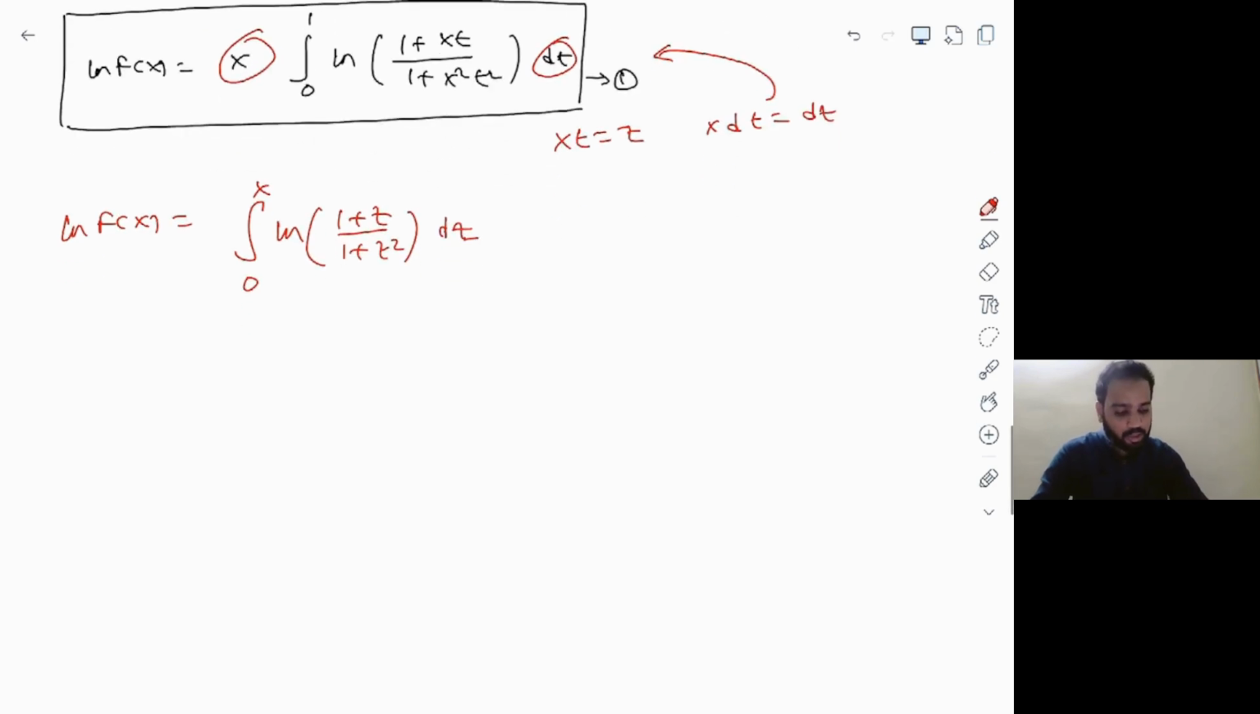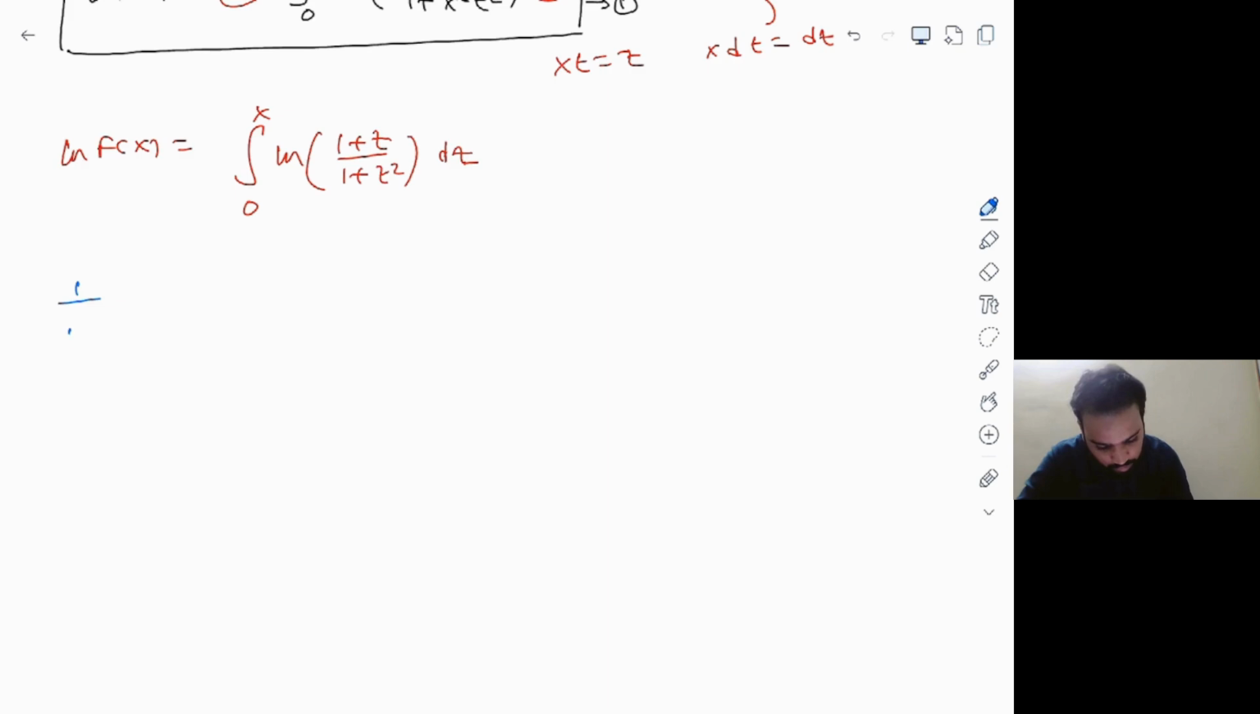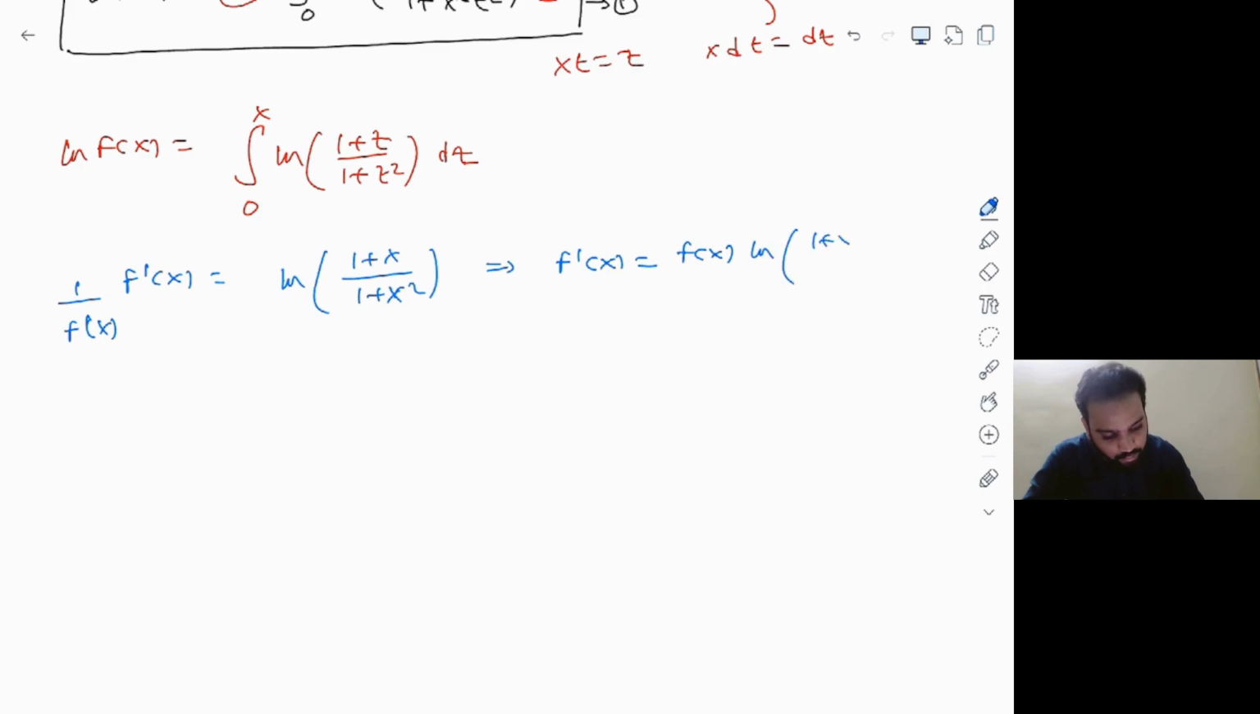Okay, now let's start differentiating it. So if I differentiate this one, I'm going to get something like this: 1 by f of x multiplied by f dash of x equals, and what about the right hand side? By using Leibniz rule, I'm going to get this as ln of 1 plus x divided by 1 plus x square multiplied by 1, because the upper limit is x, differentiation of x is 1. So from here finally we have got f dash of x equals f of x multiplied by ln of 1 plus x divided by 1 plus x square.